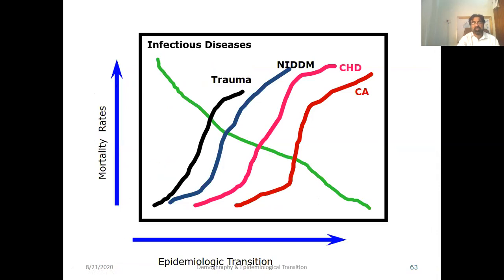So this is the comparison between the modern age and stage one. In the modern period the infectious diseases have decreased very much, but there are certain diseases that have arisen, for example trauma, non-insulin dependent diabetes mellitus, cardiovascular and chronic heart disease, and cancer.